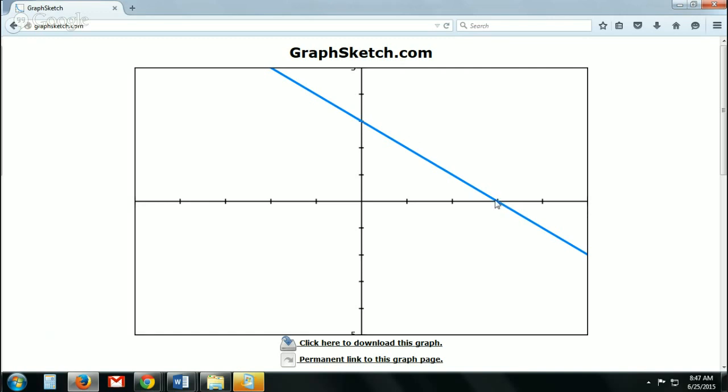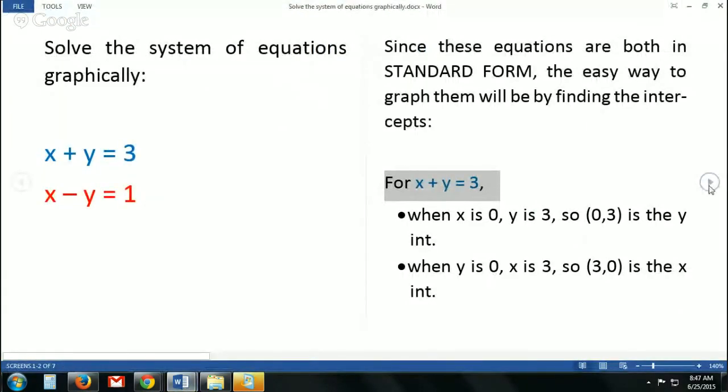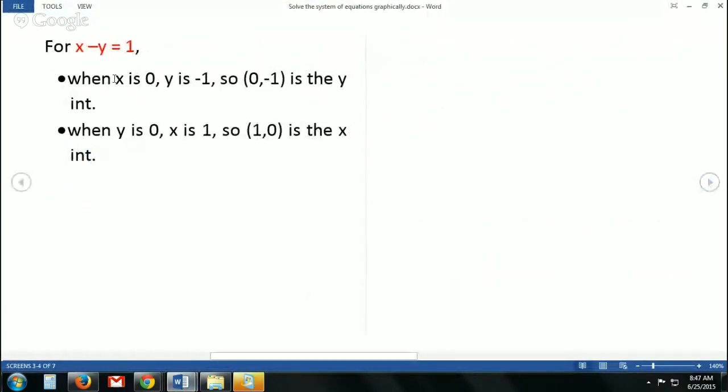Now, remember what this line means. What the picture means is here are all of the solutions for that equation that we were just looking at. Anything that solves the equation shows up on this line. All right, let's go back and look then at the next equation. x minus y equals 1.